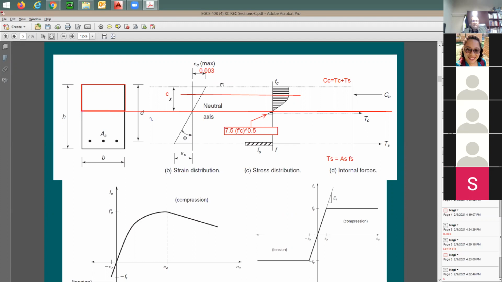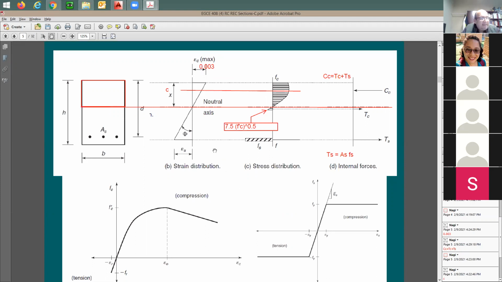Yeah. We're going to have a special slide set only for the T section and how we are going to be handling it. Okay, so let's move forward.